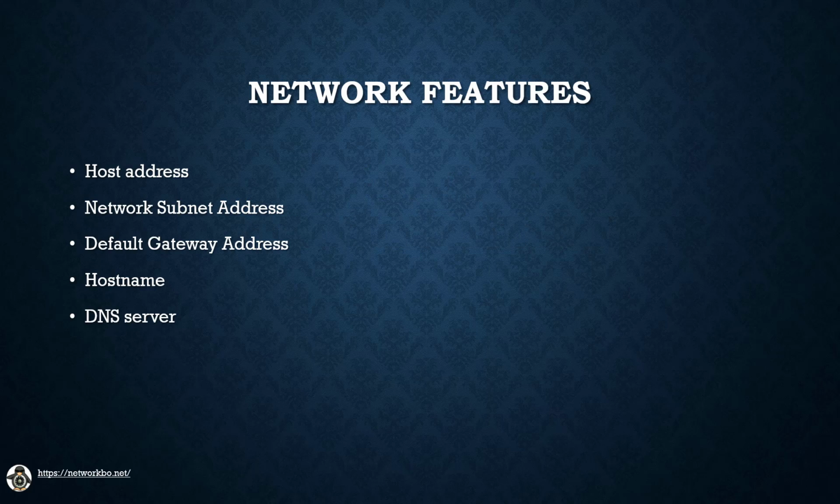In order for your system to connect to the network, we need 5 pieces of information. We need a host address, we need a network subnet, we need the default gateway, we need a host name, and we need a DNS server for it to talk to and communicate to the internet.